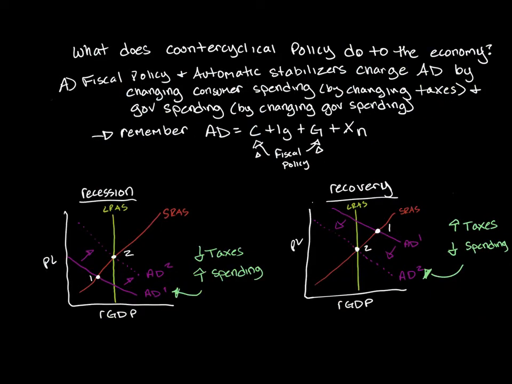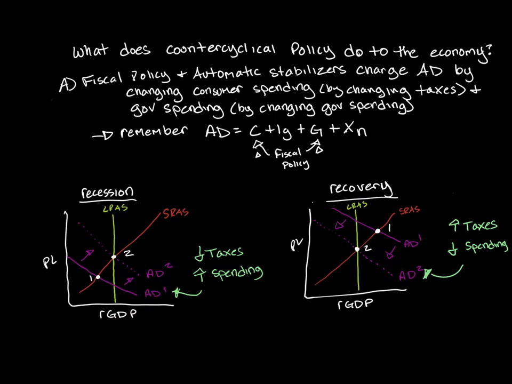Our final question is, what does countercyclical policy do to the macroeconomy? So let's start off by just looking at fiscal policy and automatic stabilizers, as fiscal policy and automatic stabilizers have the same effect on the economy. Long story short, fiscal policy and automatic stabilizers change the level of government spending and change the level of taxation. And by changing taxation, they can alter consumer spending. Consumers spend less money when their taxes go up and more money when their taxes go down.